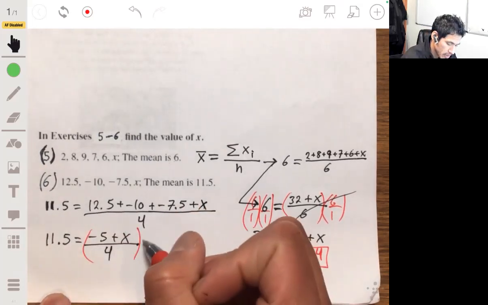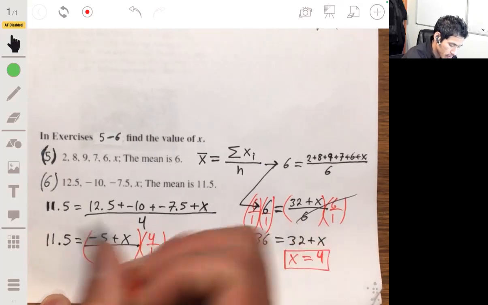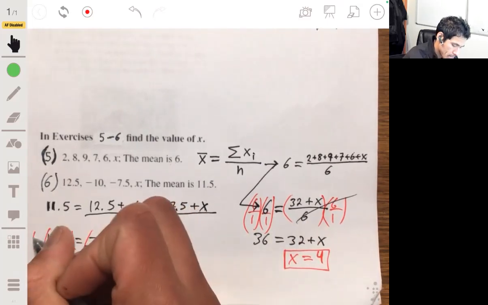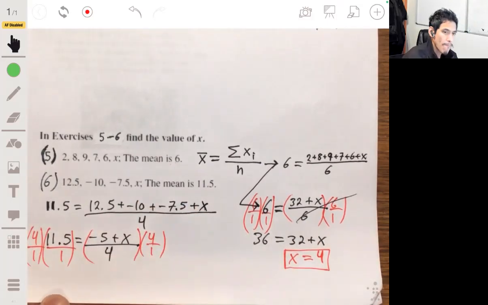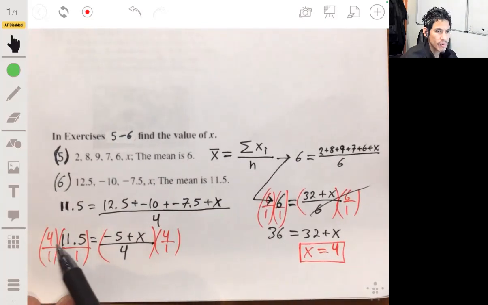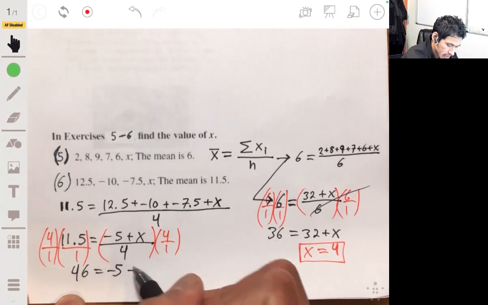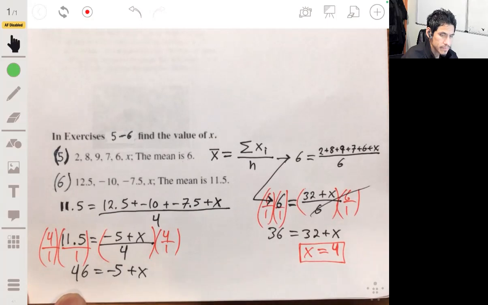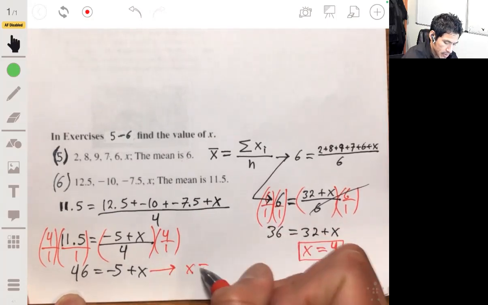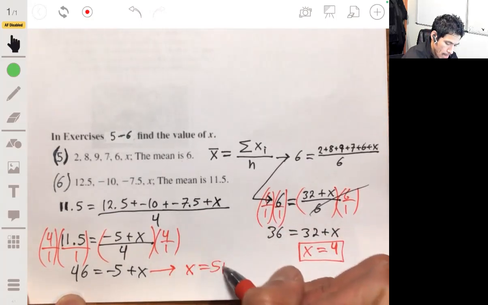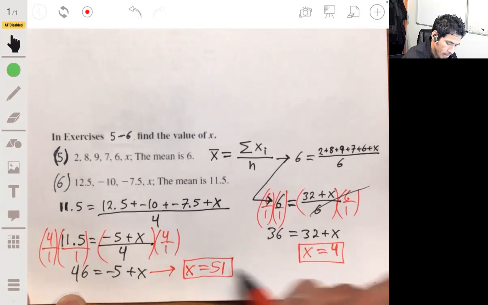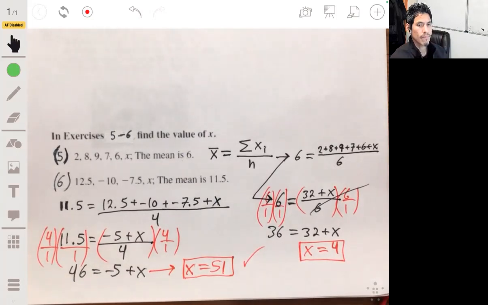Cancel the 4 by multiplying both sides by 4. And we'll get 44, 45, 46. 46 equals negative 5 plus x. And we'll get that x is 51. Cool.